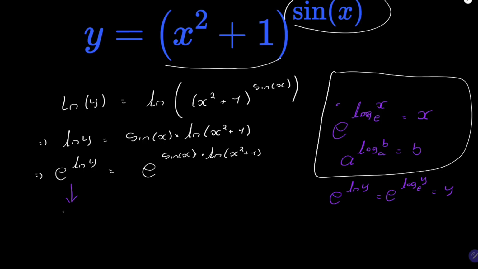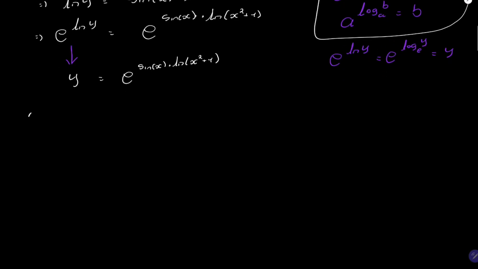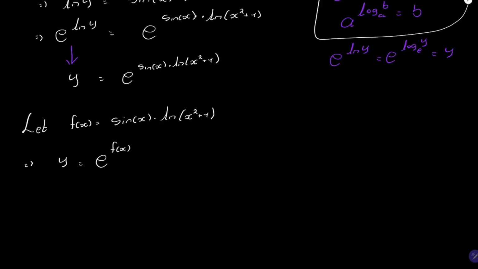So this term can boil down to y, and this equals e to the sine of x ln of x squared plus 1. So the first thing we're going to do is let our function f of x be equal to sine x ln of x squared plus 1. This implies that our function y is equal to exponent of another function f of x.